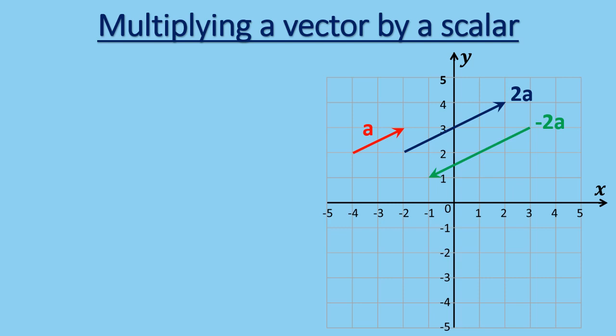In addition, if the vector is expressed as a column vector, the scalar is multiplied by each of the numbers in the column vector, as in that example.